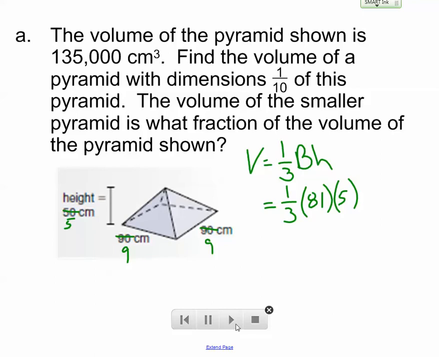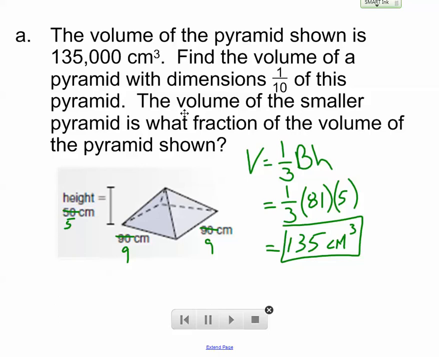I think we can do that in our head and throw it in there. But 9 times 9 is 81. If you need to write it down off to the side because you're wondering where it came from, then please do so. Then we just do 81 times 5 divided by 3, and we've got our volume, which is 135 cubic centimeters. Okay, so the volume of a pyramid that's a 9 by 9 rectangular base and a height of 5 is 135 cubic centimeters. They do ask us a follow-up question.